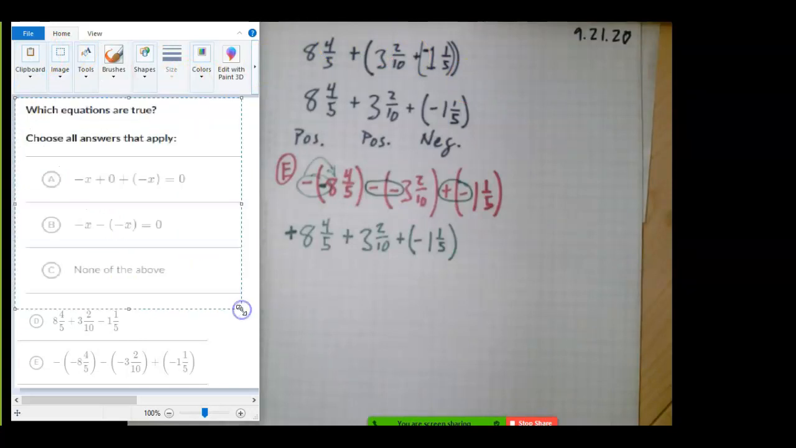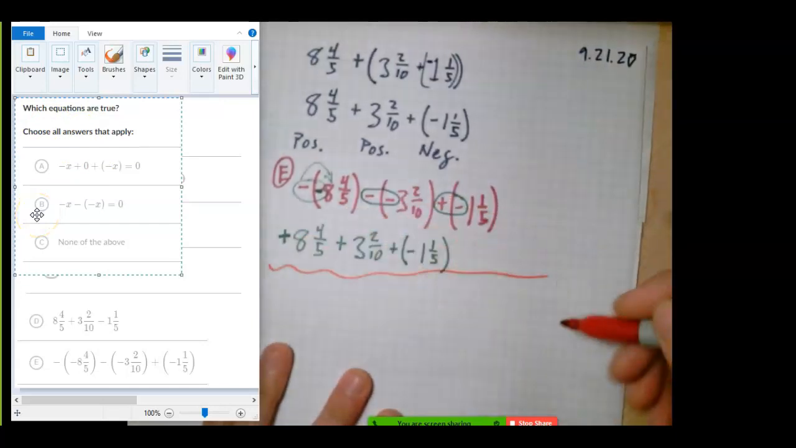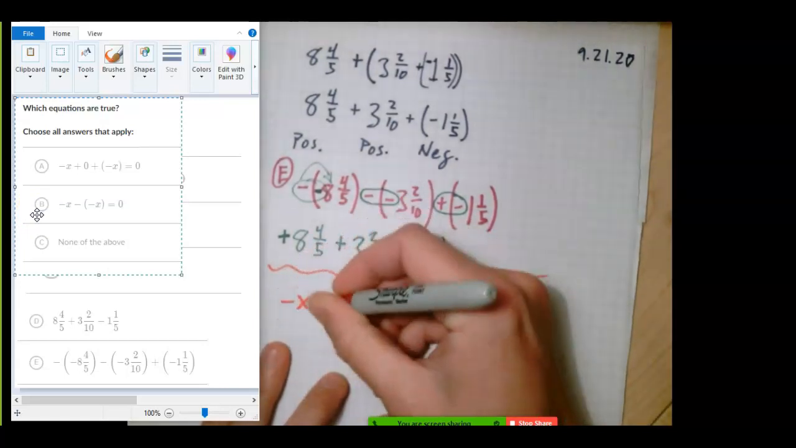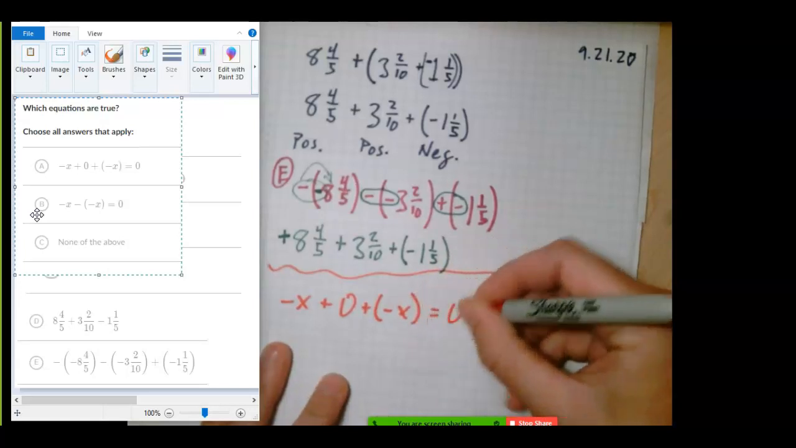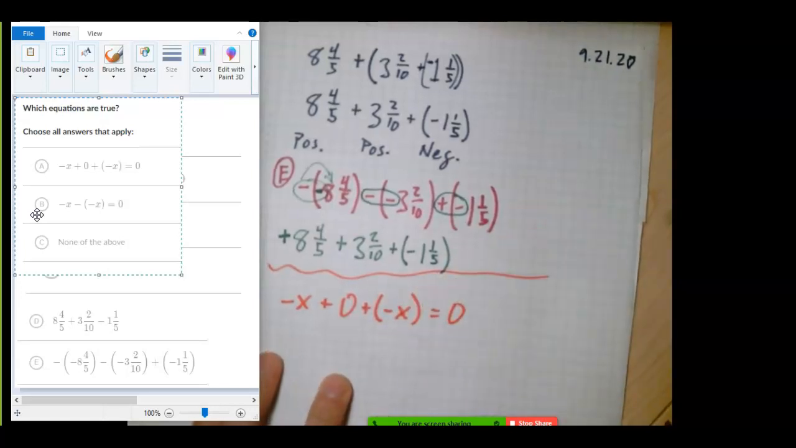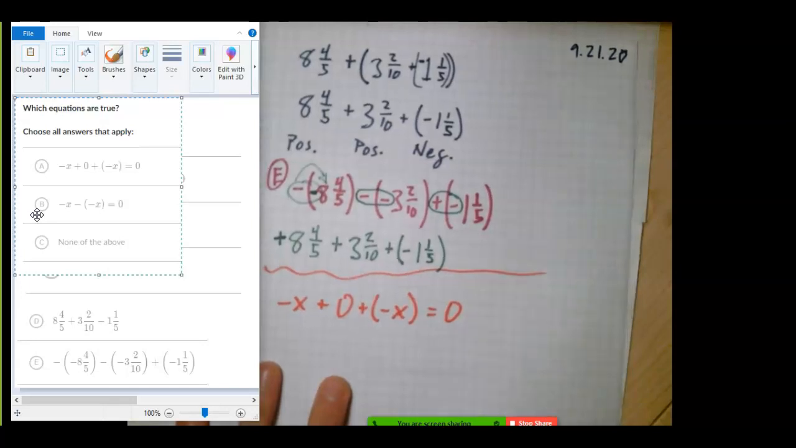So if this is our problem, sorry, ignore the stuff under it. I could open a new paint, but I don't really want to. It says, which equations are true? Choose all that apply. So guys, I'm going to write these out. A says negative x plus 0 plus negative x equals 0. X is whatever you want it to be. So it could be 5, it could be 10, it could be pi.